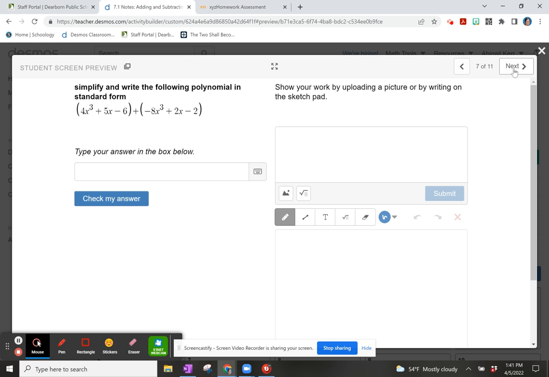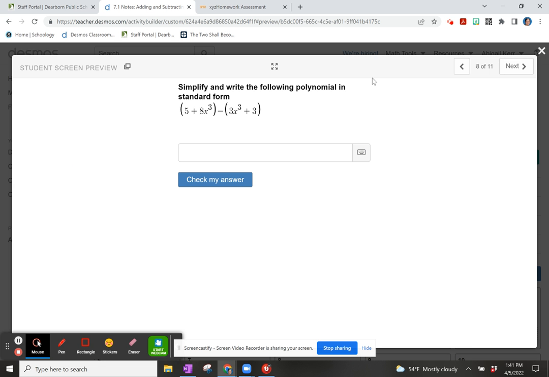I'm not going to do slide 7. You can try it on your own. The answer is right, so make sure that you type it correctly. Number 8, you need to distribute the negative sign when it's minusing. So that negative is going to change everything in the second parenthesis.